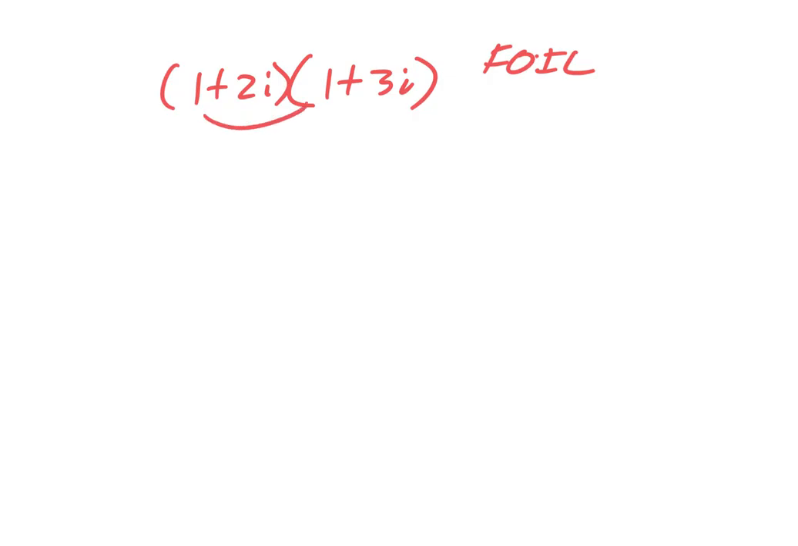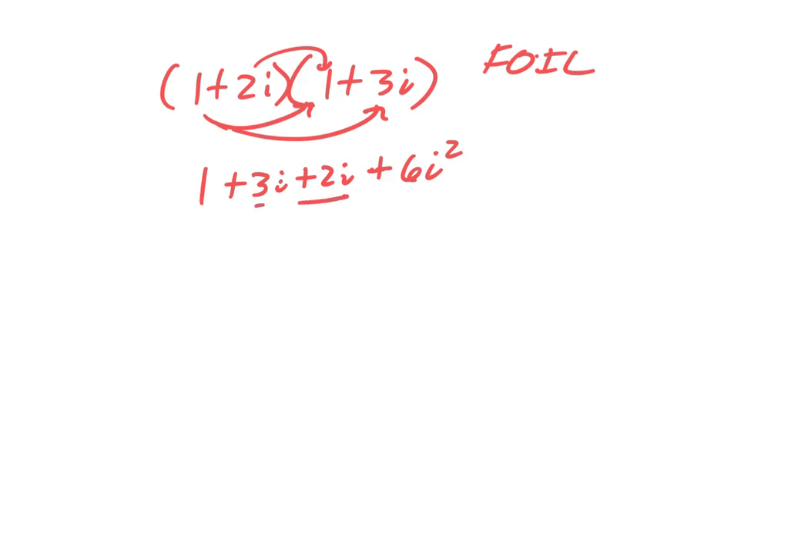So we're going to do 1 times 1. 1 times 3i. 2i times 1. 2i times 3i would be 6i squared. Okay, so when we FOIL it, we'll get 4 separate terms. Now we're going to simplify it. 3i and 2i becomes 5i.